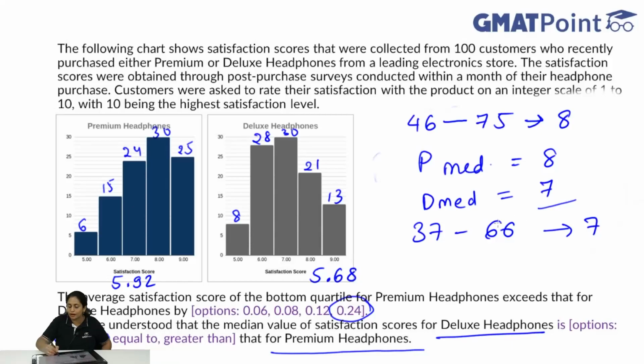The deluxe median of deluxe values is 7. That of premium headphones is 8. So it is less than. So the correct option to choose over here is less than.